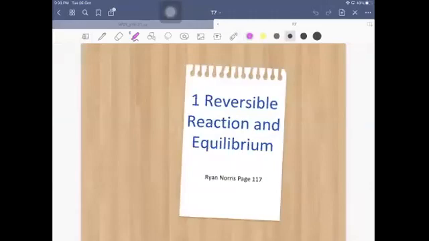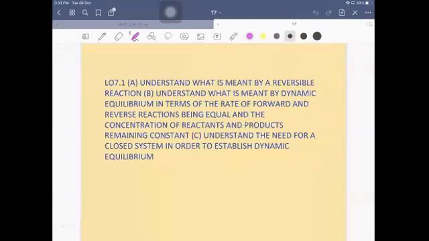The first section that we are going to look at is reversible reaction and equilibrium. Just to briefly introduce to you the idea of reversible reaction, which I think you should already know by now. And that is mentioned under the learning objectives: to understand the term reversible reaction, also to understand the term dynamic equilibrium, in terms of the rate of reaction, and also to understand the need for a closed system to get or to establish dynamic equilibrium.